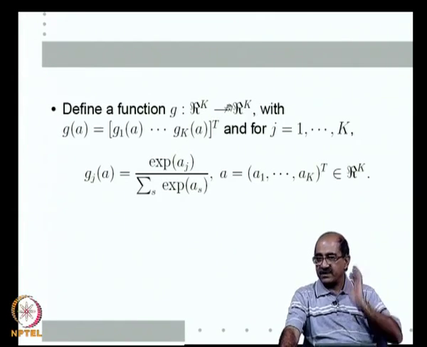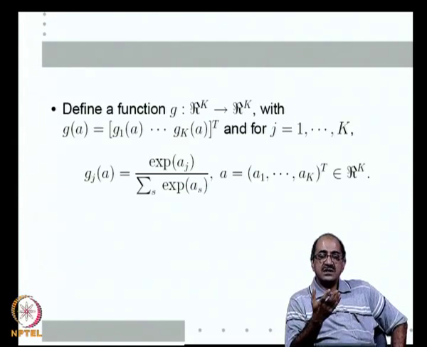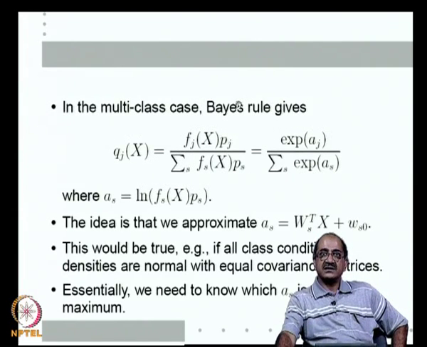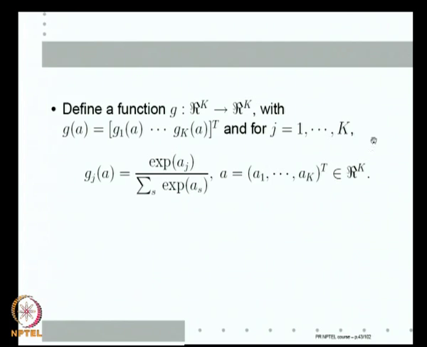From what we said in the previous slide, this g function is a good approximation for the posterior probability in the multi-class case, right. The posterior probability has a similar structure. So, this g function I am defining is a good approximation for the posterior probability function. Okay.